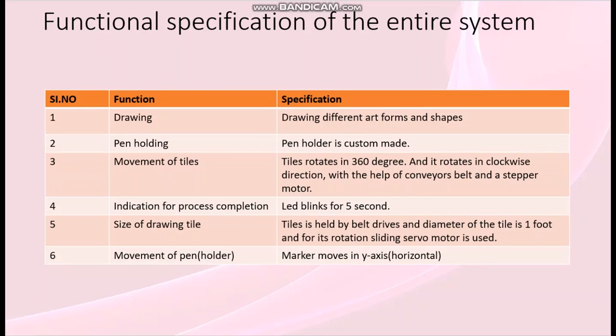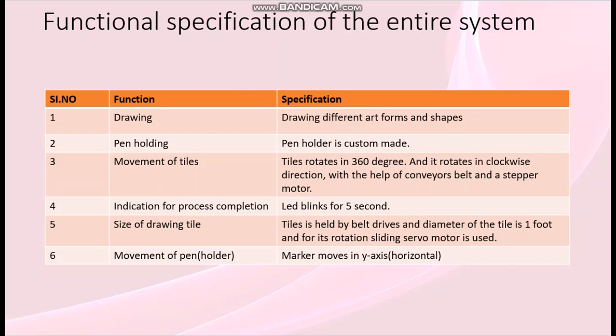So, function specification of the entire system, that is the drawing board. We have listed 6 functions. First is drawing of different art forms, shapes and geometric shapes, which are simple. Second is pen holding, which is custom made, and movement of the tile, which will rotate 360 degrees, that too in clockwise direction, with the help of the conveyor belt and stepper motor.